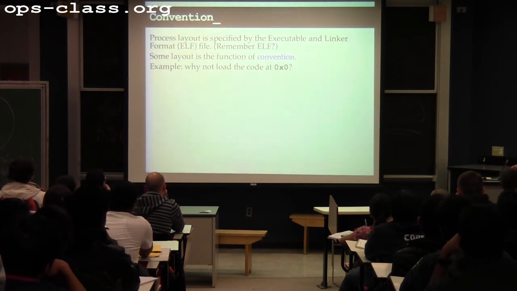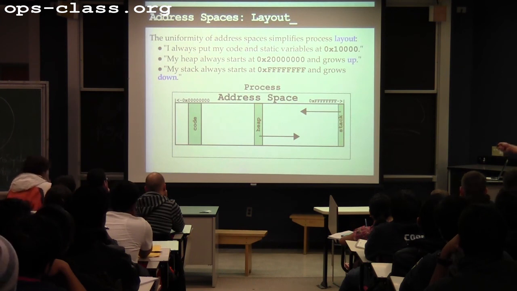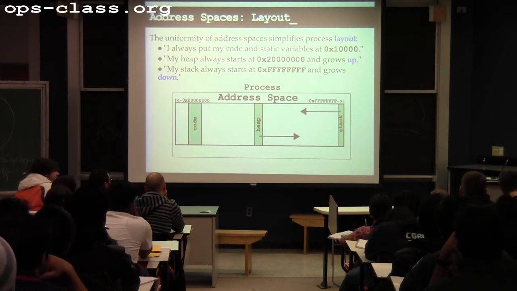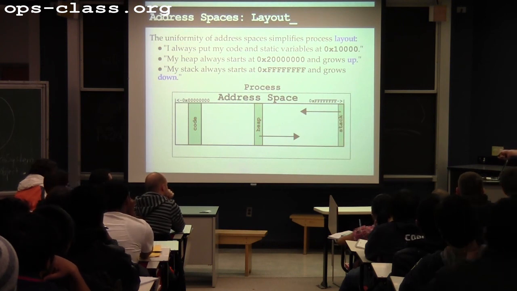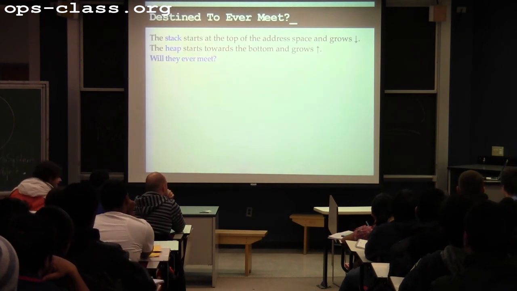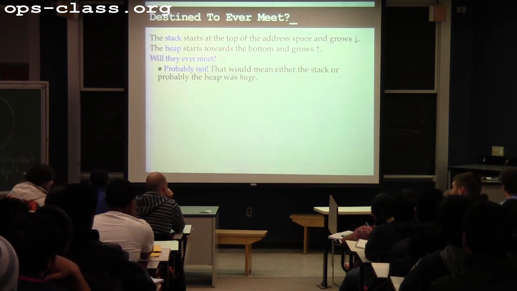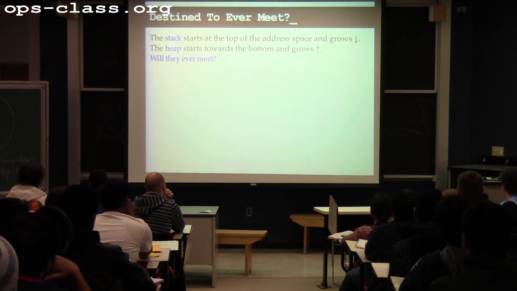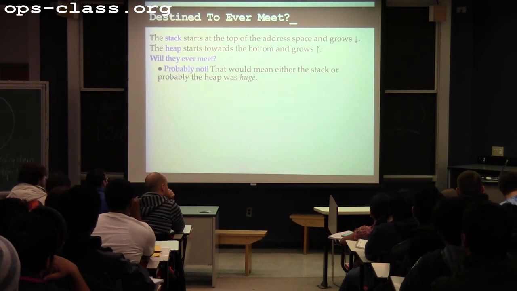The heap, what goes in the heap? How do you get access to the heap? Malloc. So malloc is what is normally the library used to manage this heap area. Malloc dynamically allocates within this area, and when it needs more memory, it goes up. In order for these two to meet, that would mean that either your stack or heap would be very large, right? Like 2 GB, and this doesn't usually happen.